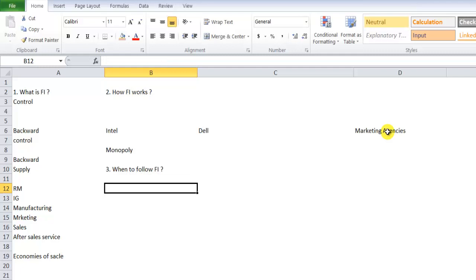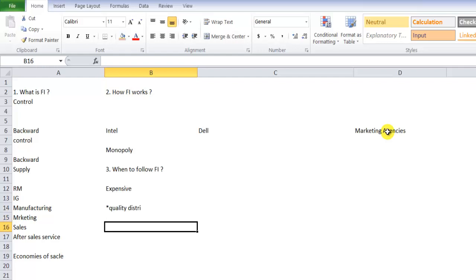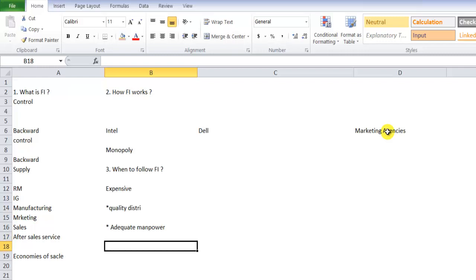Okay, now the third thing: when to follow forward integration. See, when the existing distributors as well as the retailers are expensive, and they're not able to match up to the distribution needs of the company. Second, when there is an absence of quality distributors in the market, which helps the company in gaining a competitive edge over the competitors. And when the company has adequate manpower, like human resources as well as financial advantage to meet the expenses of the distribution channel.